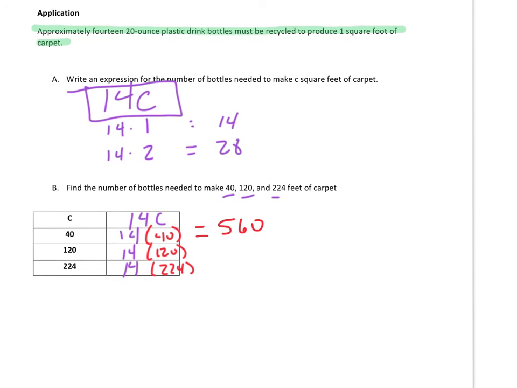Now, if I do 14 times 120, well, that means I'm going to need 1,680 bottles. And then if I do 14 times 224, well, then that's going to require me to use a whopping 3,136 20-ounce drinking bottles to make 224 square feet of carpet.